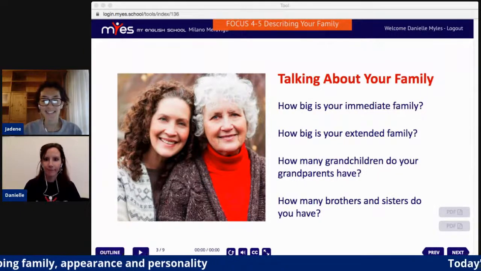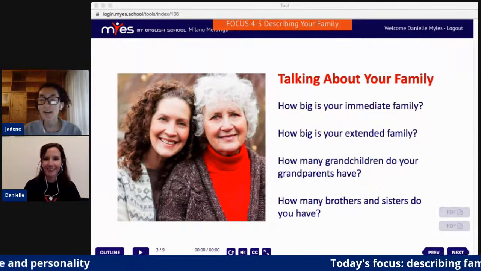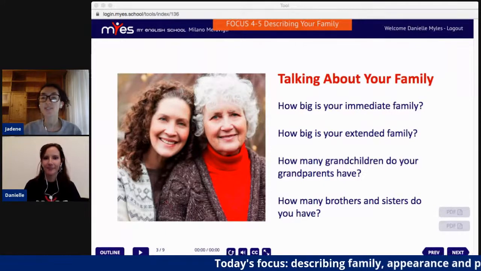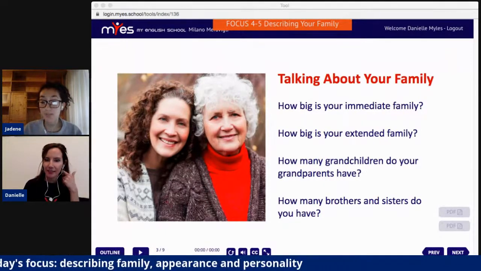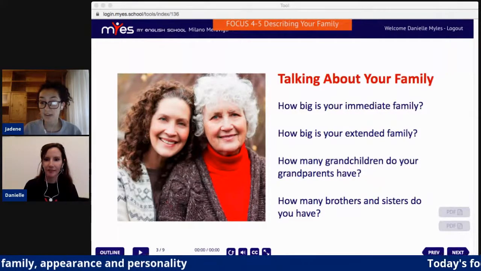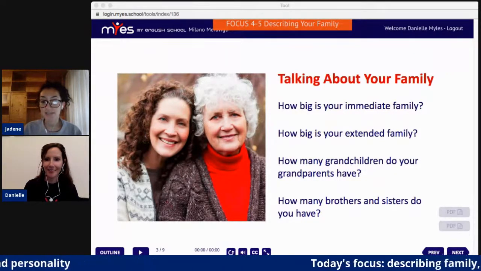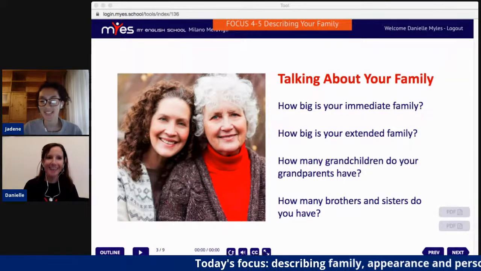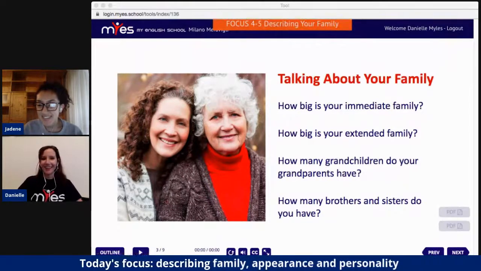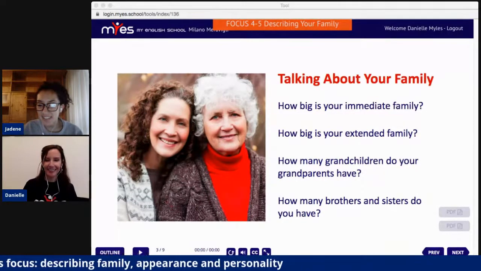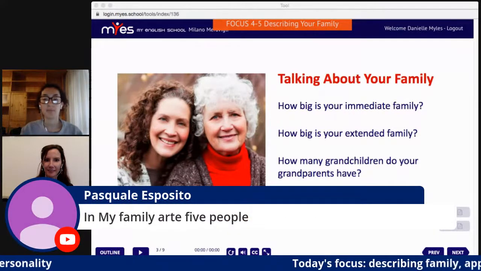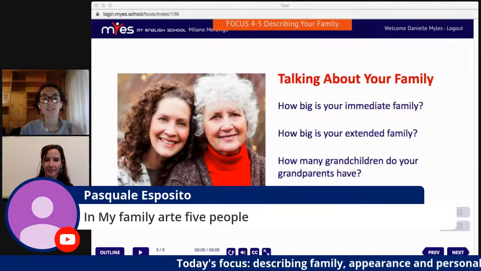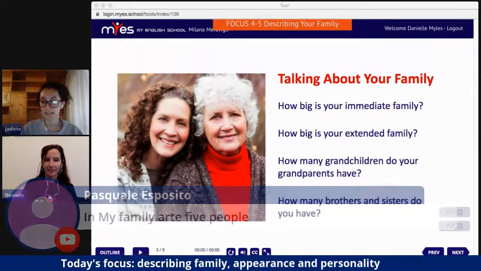Naz, I don't know his name, lives with his wife and 2 children. Okay, so this is your immediate family. Exactly. Massimo has 3 brothers and 1 sister. Wow. It's a very masculine home. Yeah, and quite a big family. Pasquale, in my family, there are 5 people. Okay, so who are the 5 people in your family? Tell us.